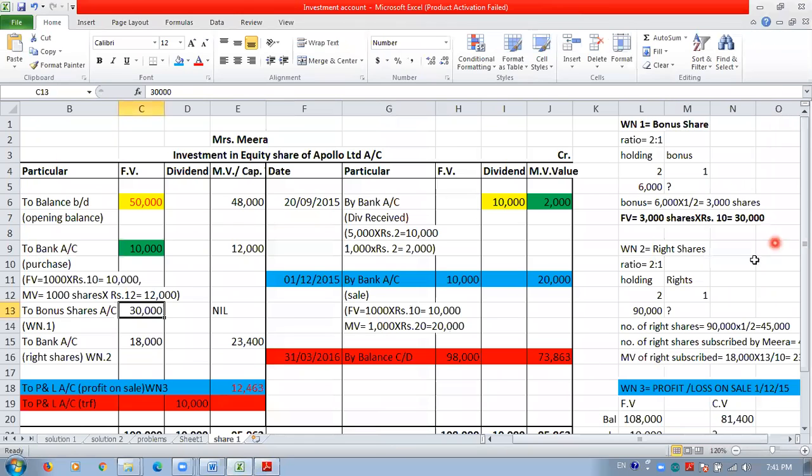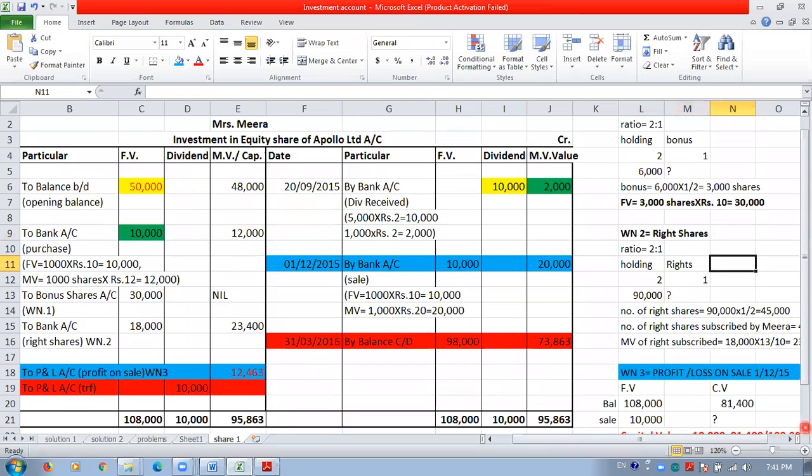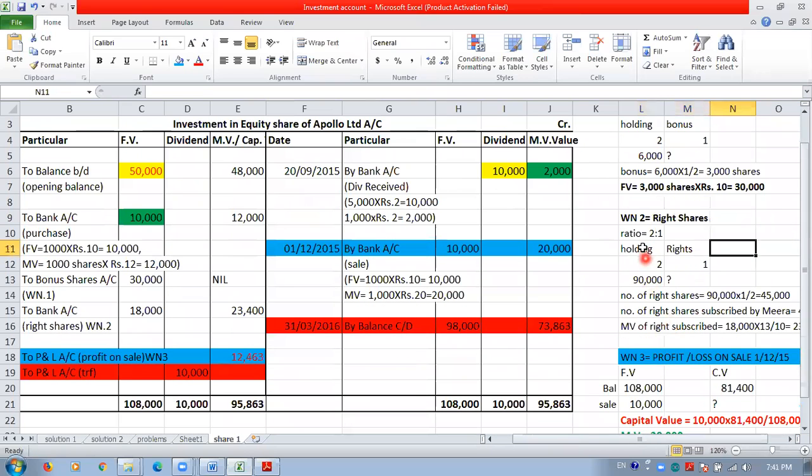Okay, so here also, in case of right issue, we have to go with the working note. So likewise we prepared here the working note, and the right share issue ratio is 2:1. So if she holds 2 shares, then she will get 1 right share. Likewise here also, as she is holding 90,000 face value shares.